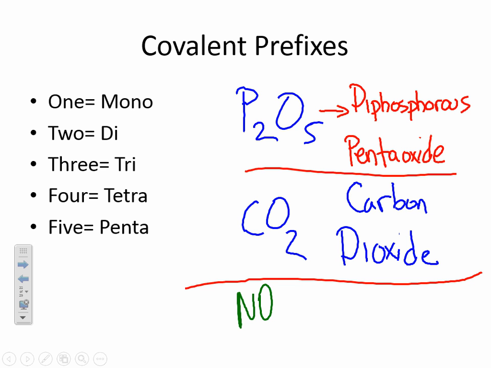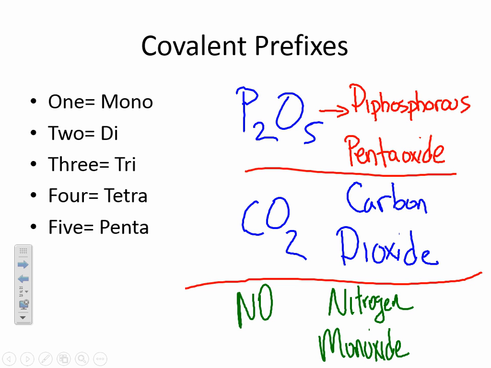Next up, we have NO. Well, remember the rule for the first element is to just name it as is. N is nitrogen. And if you have 1 of them, just let it be. So we have 1 nitrogen, so we're just going to go nitrogen. Then the rule for the second element is you're always going to change the ending to "ide." So oxygen is going to be oxide. I only have 1 of them, so what's the prefix for 1? Mono. So we're going to go monoxide. NO is nitrogen monoxide. So that is how we name our covalent bonds.